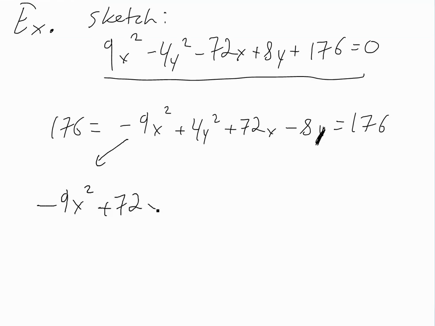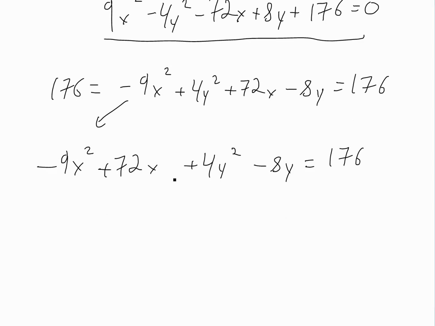9x squared plus 72x, and this one's going to be plus 4y squared minus 8y. We see that the y squared is positive here. Let's say 176. So we'll just put this by itself on the left side. So we're going to have 4y squared minus 8y, and then this one's going to be minus 9x squared plus 72x equals 176.